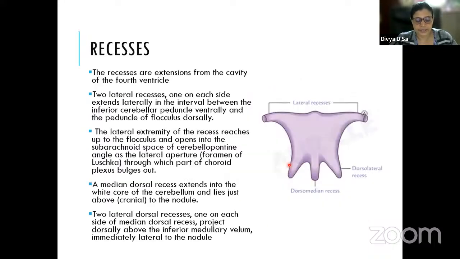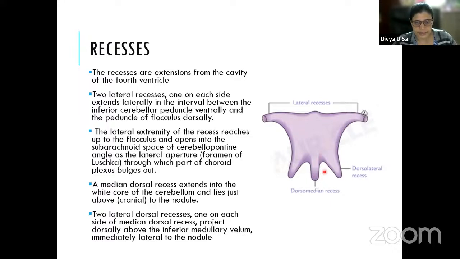Now the recesses of the fourth ventricle. There are about 5 recesses, which are nothing but extensions. There are 2 lateral recesses, one on each side, and each extends laterally in the interval between the inferior cerebellar peduncle ventrally and the peduncle of the flocculus dorsally. This one will also be communicating with the foramen of Luschka.